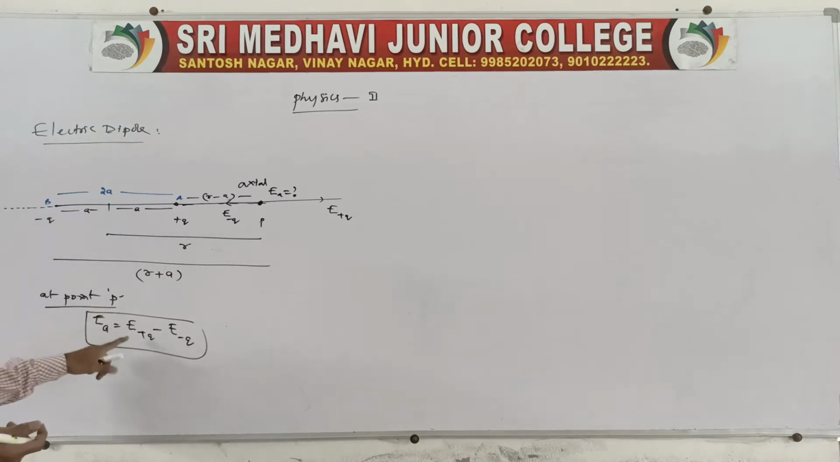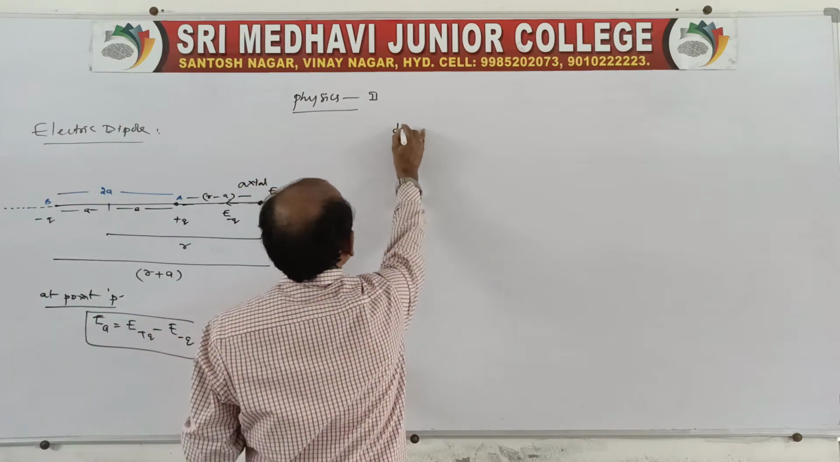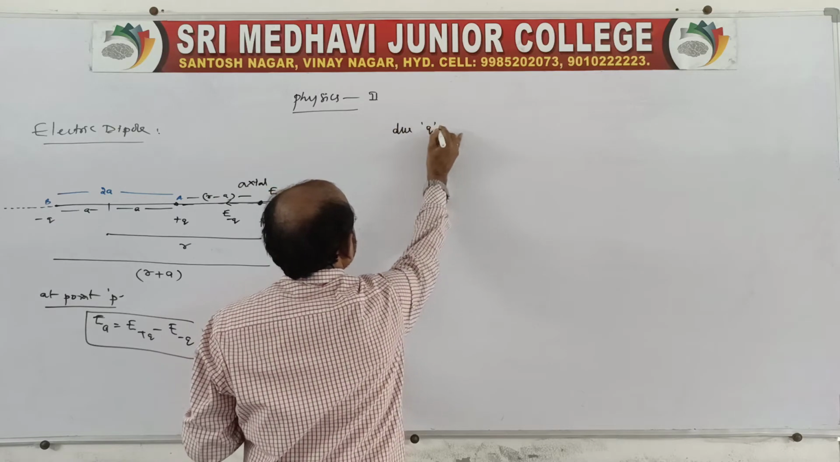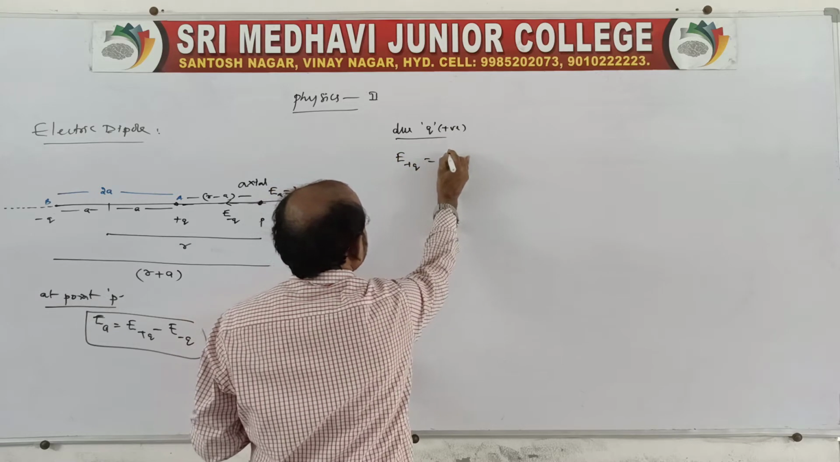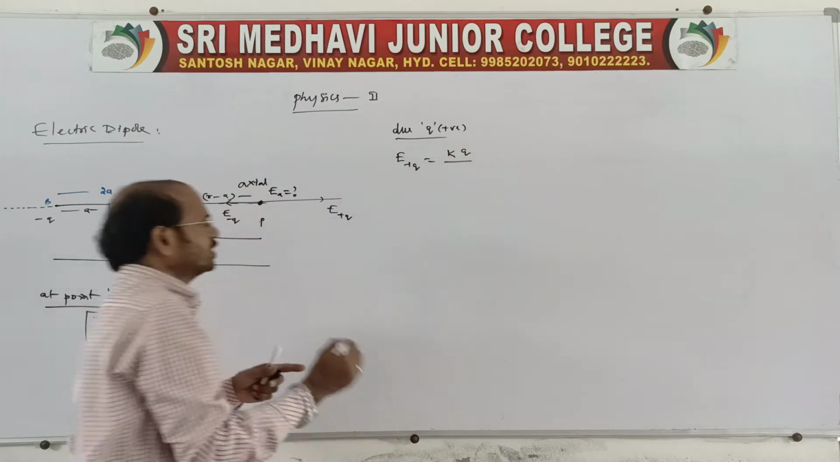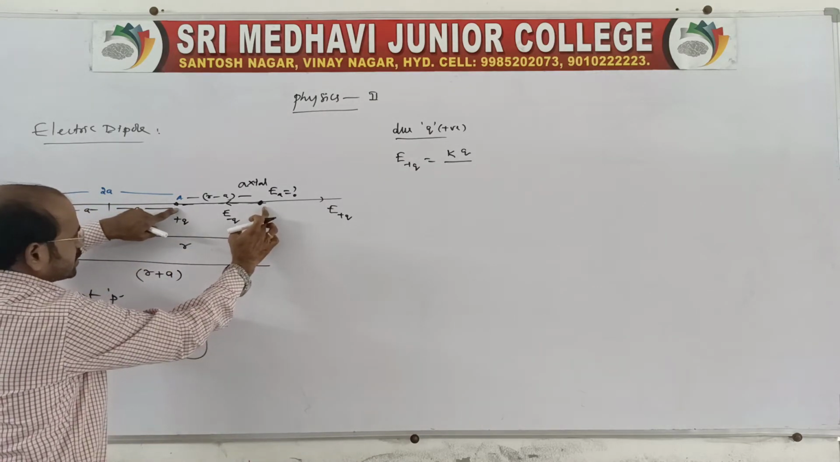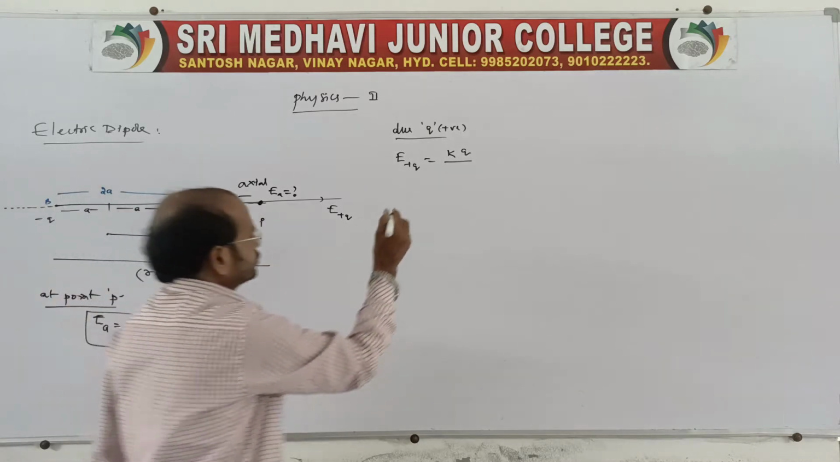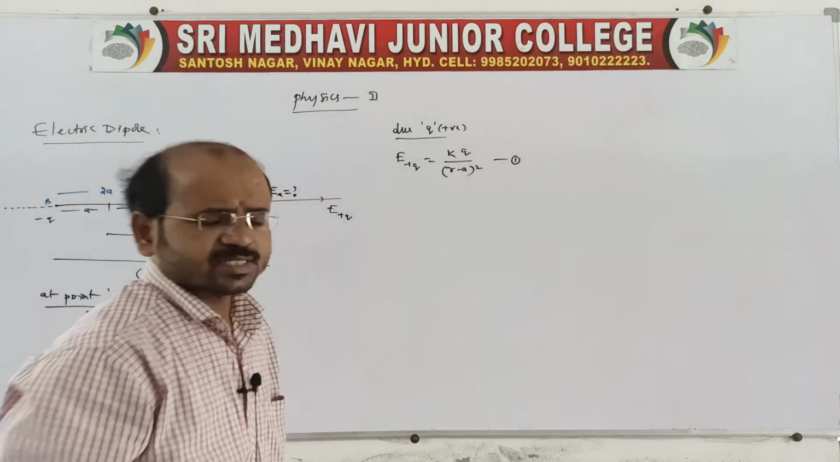Now we have to find the electrical field intensity at point P due to the plus q charge, as well as at point P due to the minus q charge. Due to the plus q charge, which is a positive charge, the electrical field intensity is E plus q equals kq by r square, the distance square. The distance between point A and P is r minus a, so you write r minus a whole square. This is equation 1.